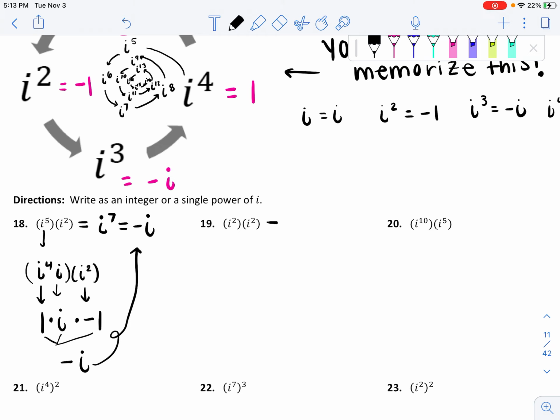So number 19, well, we know i squared times i squared is just i to the 4th because you add your exponents, and i to the 4th is 1 according to our diagram. But we could also do it this way. I know i squared, or hopefully you know i squared is negative 1. And then it's another negative 1. So negative 1 times negative 1 equals positive 1.